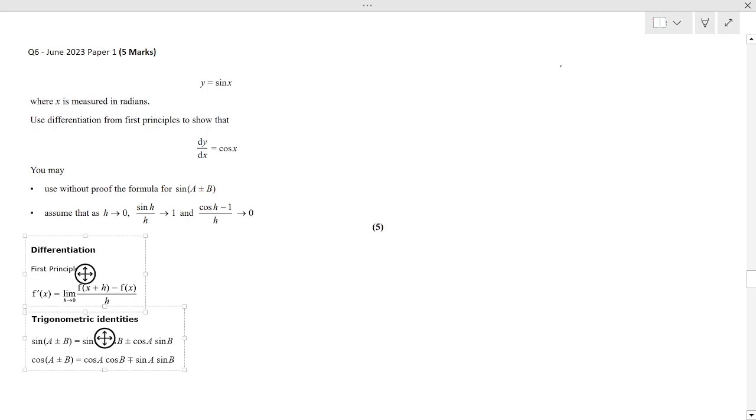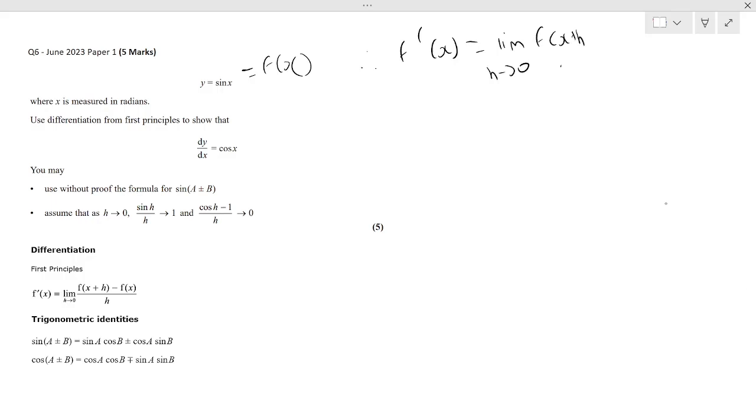So let's do it by first principles. The first principles formula is given to you in the formula book. You don't have to remember it, but like with all formulas, you need to know how to use it. So that's our first step. Say we call this f dash, not f of x, to make it match this. Therefore, by using the formula, f dash of x is the limit as h goes to 0 of f of x plus h minus f of x over h. Then I just substitute it in.